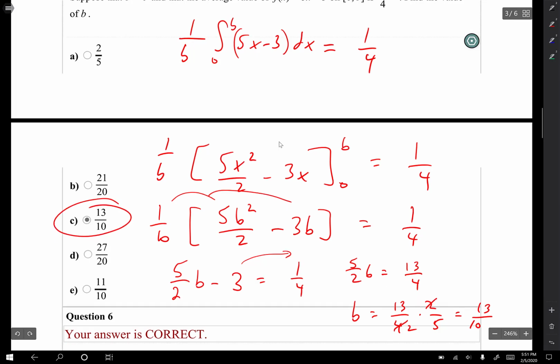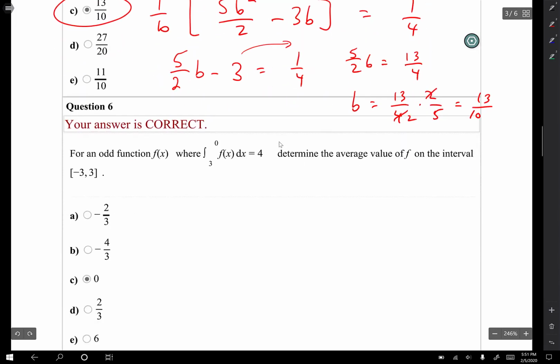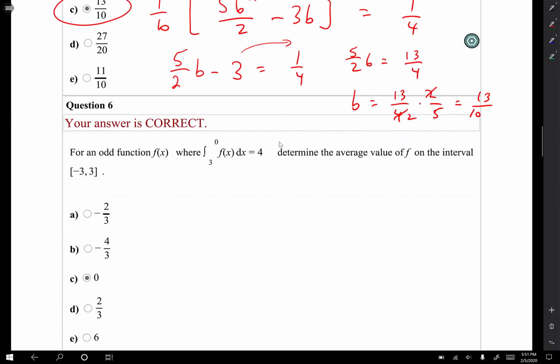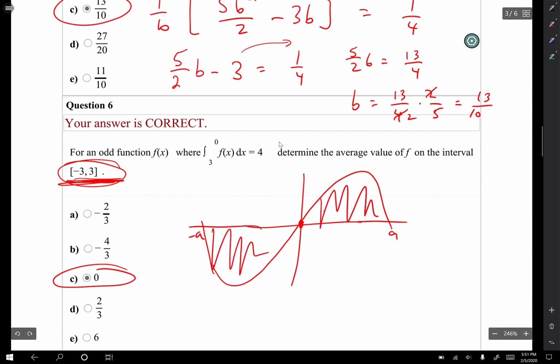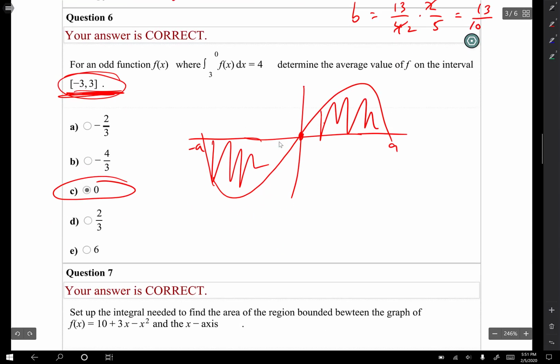Not that bad, guys. All right, for an odd function where the integral from 3 to 0 of f of x dx is 4, determine the average value of f on the interval negative 3 to 3. If it's an odd function, it is symmetrical about the origin, so the average is 0. Always, because all odd functions look like this. If this is negative a, this is a, and this area is going to cancel out with this area. If it were an even function, it would be different, guys.